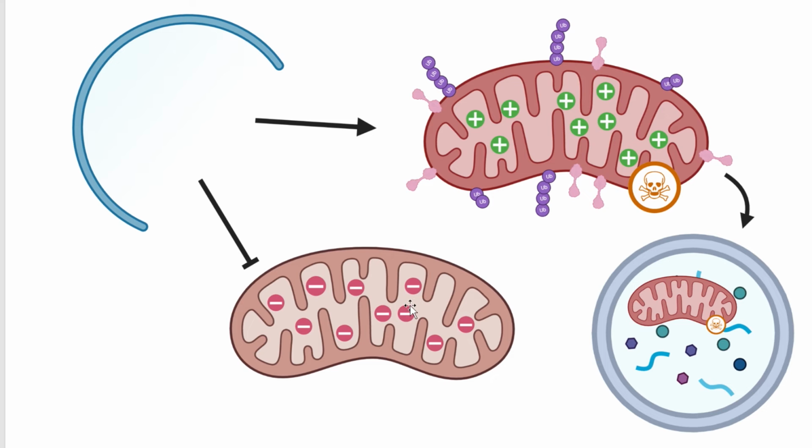So here it's very negative compared to the cell, and here it's positive compared to the cell. So this is a loss of the membrane potential. Great. Okay, but on top of that, that leads to the accumulation of PINK, that leads to the accumulation of Parkin, which I don't have shown here, and you have an accumulation of these ubiquitin chains that start to accumulate all over the outside of the mitochondrion.